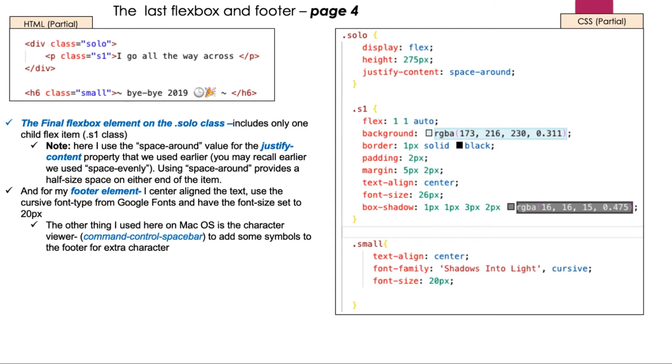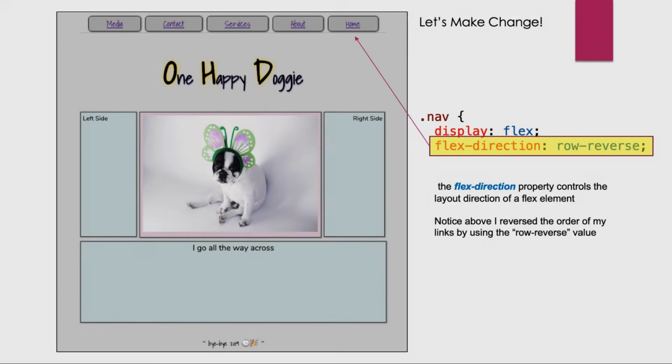And for my footer element, I center align the text. I use cursive fonts from Google Fonts, and I have the font size set to 20 pixels. The other thing I used here, if you're on Mac OS, is the character viewer. You can bring that up by Command Control Spacebar to add some symbols to the footer just for some extra character. All right, that's how I created that page.